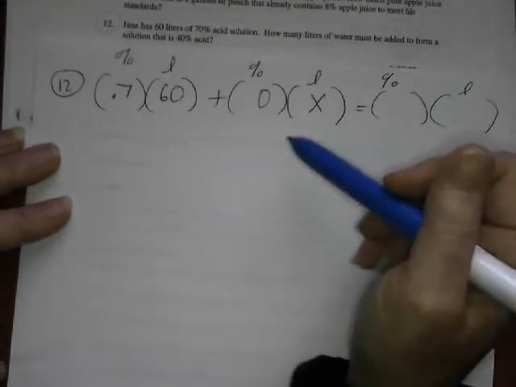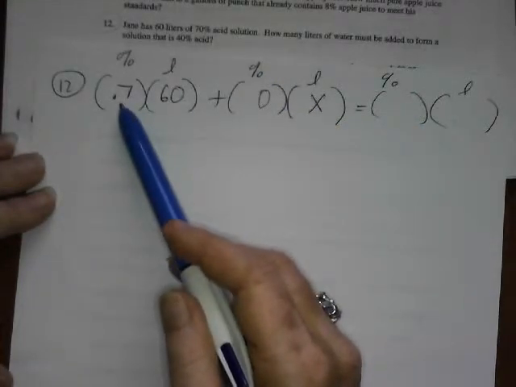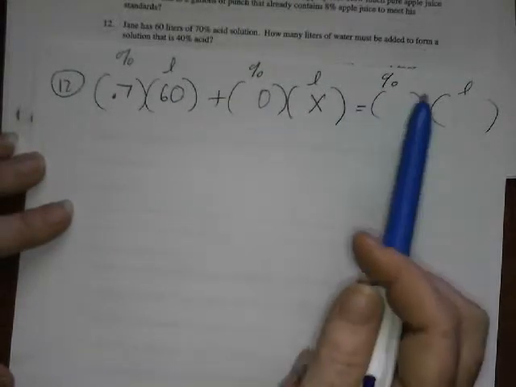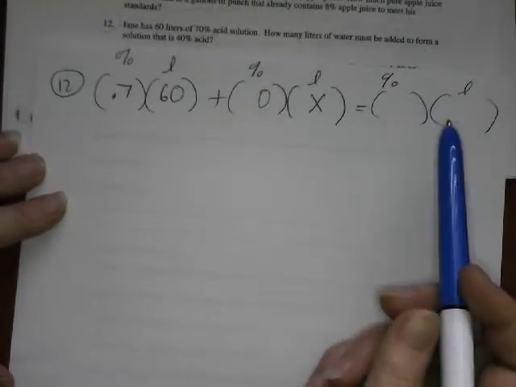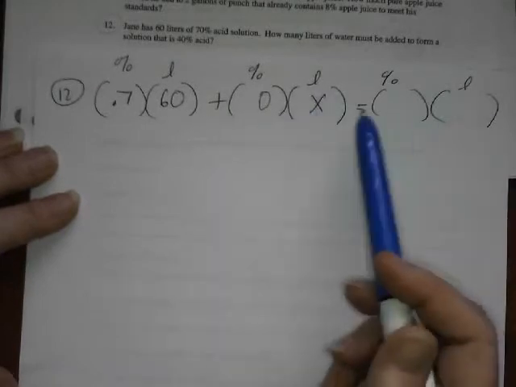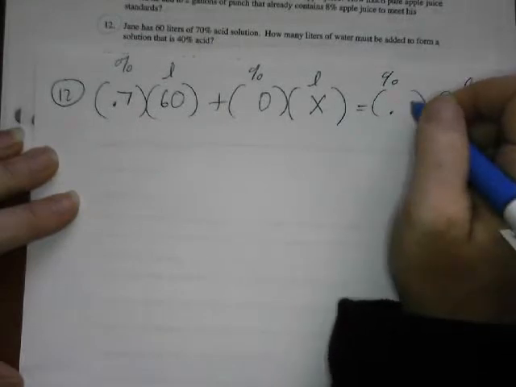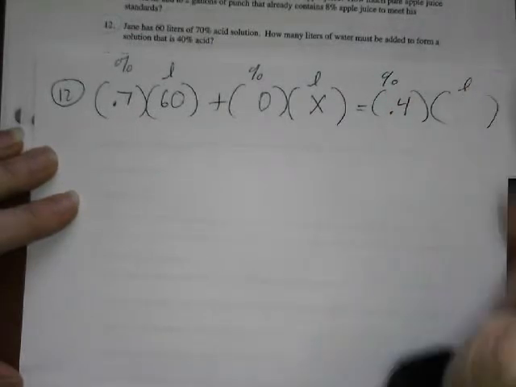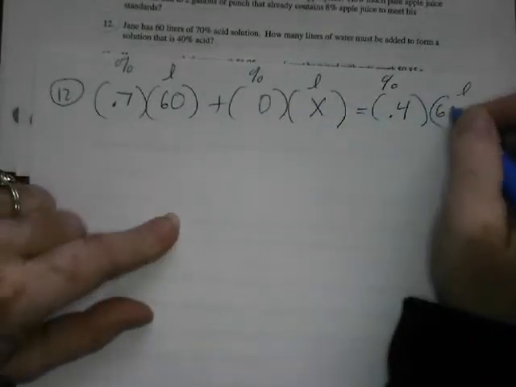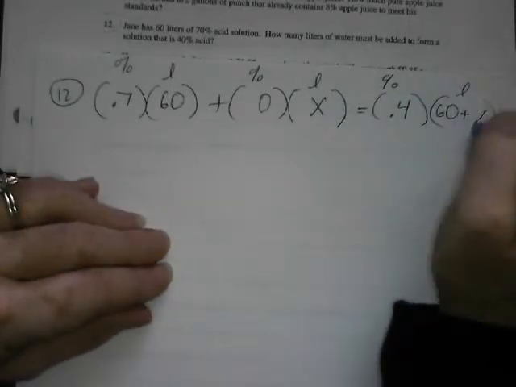There's another way you could have done it too. You could have said 30% water, because 70 plus 30 is 100, and then you could have said 100% water. I actually did it the other way, and I got the same answer. But I want to show the way the packet shows you. I need a 40% acid solution by the time I'm done. So I'm just going to add the 60 plus the X, because it's going to be 60 liters plus however much I dump in, which I don't know yet till I solve for X.